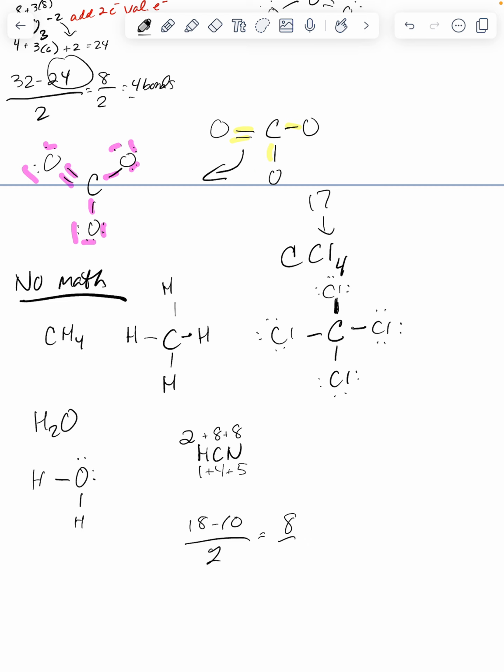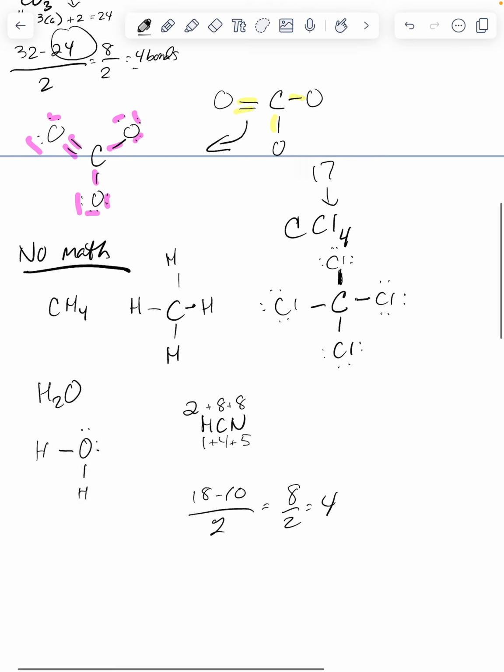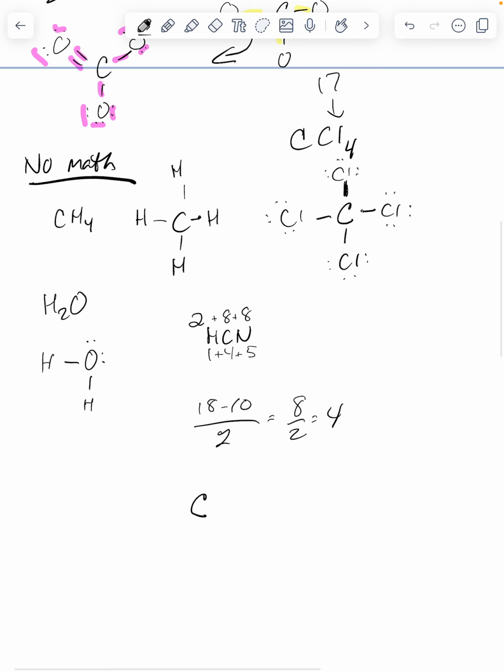18 minus 10 is 8, divided by 2, 4 bonds. Well, carbon goes in the middle. Hydrogen can only have a single, so the other 3 have to go with nitrogen. Check the octets. Carbon, 2, 4, 6, 8. He's already good. Hydrogen's good with a single bond. Nitrogen, 2, 4, 6, 7, 8. Full octet. We had 10 electrons to give out.